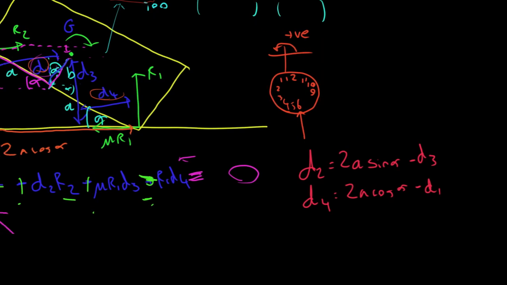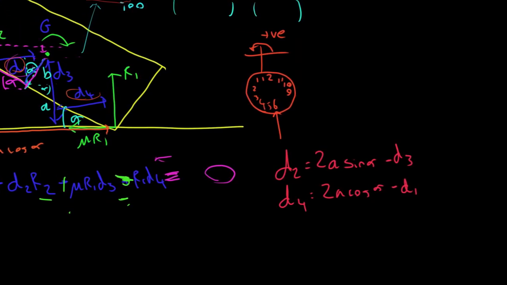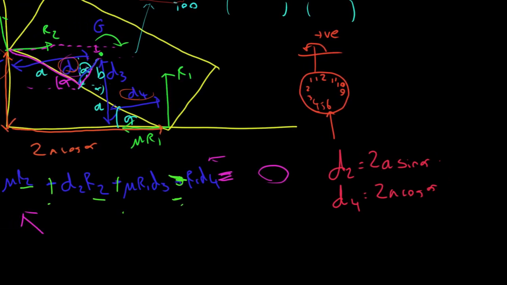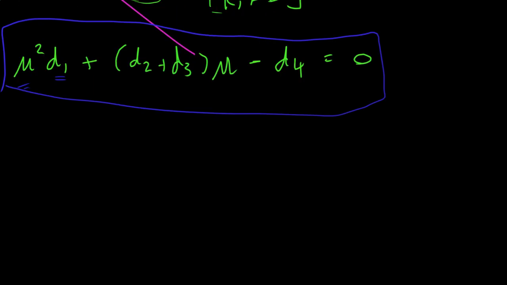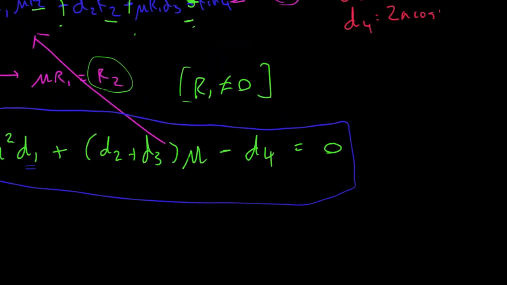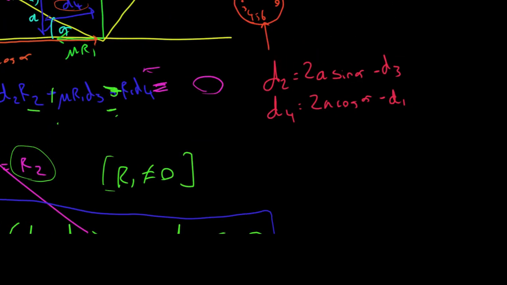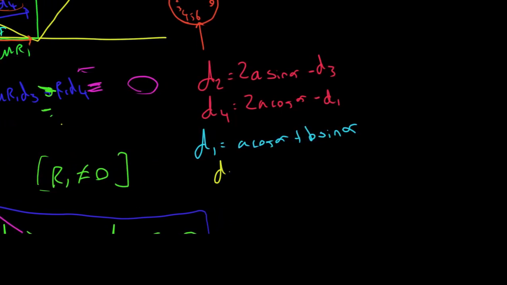Now, do we need to calculate d3? We have d1. We've already got d1. d1 was a cos alpha plus b sine alpha. So I'll just write all my distance equations here. It took me a while to get them, but here they are. Let's just think for a second. We could calculate d3. By symmetry, straight away, d3 is just going to be a sine alpha plus b cos alpha.